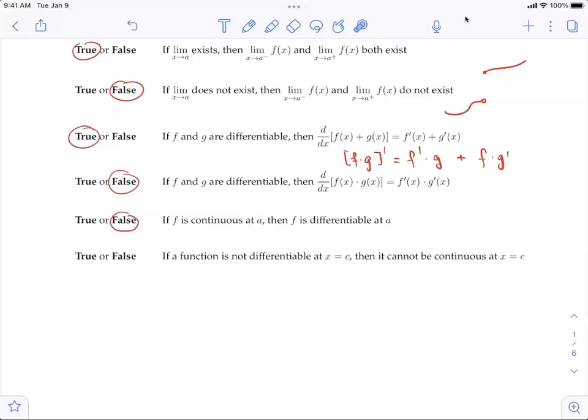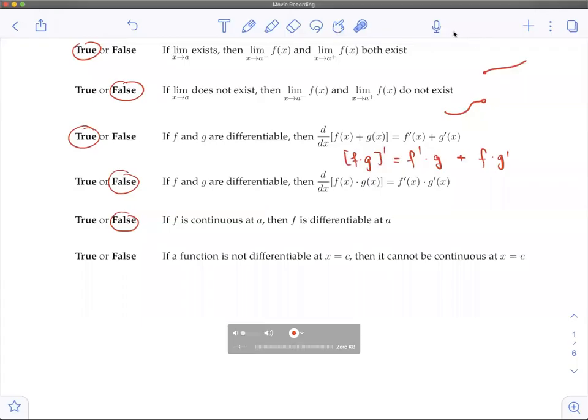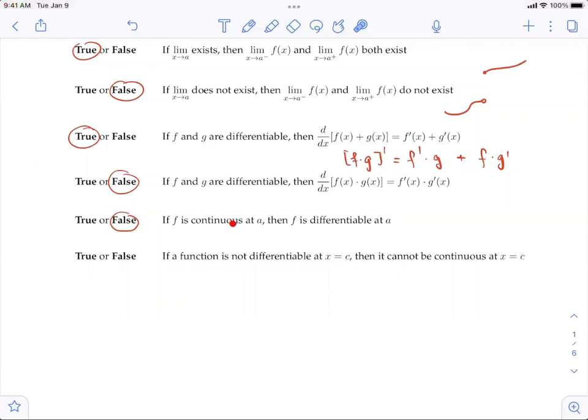Now, the last question: if a function is not differentiable, then it cannot be continuous. This question is kind of a negation of the statement above. A function is not differentiable at x equal to c, then it cannot be continuous at x equal to c. That's not true all the time, because what we just mentioned is that the function can have a vertical tangent line. So it's continuous, but it's not differentiable. So it is a false statement as well.